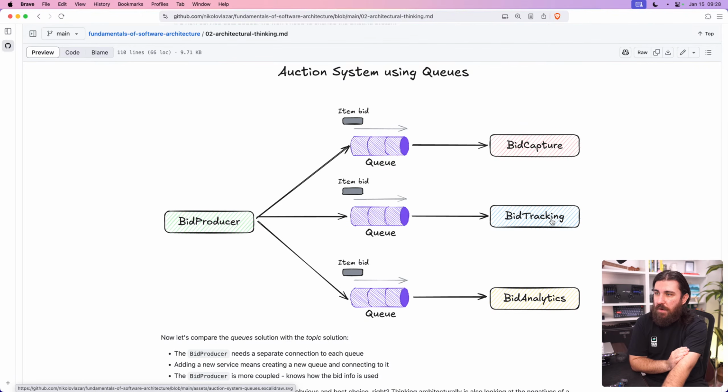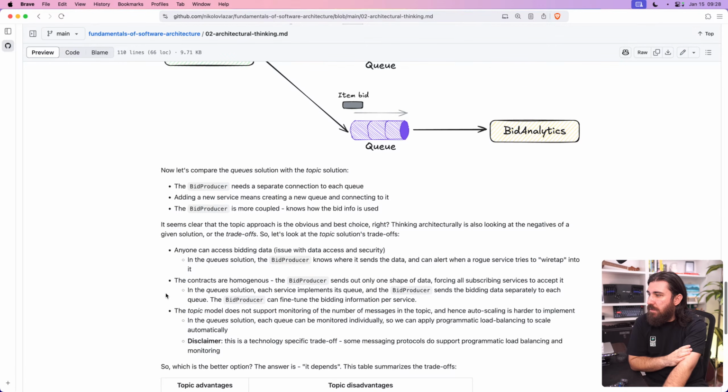To the bid tracking, it can send maybe the whole bid. The bid analytics, maybe it just needs the ID and the price. Whatever is needed for the bid analytics. So in this case, we have better communication per service. And then third, the topic model does not support monitoring of the number of messages in the topic, and hence auto-scaling is harder to implement.